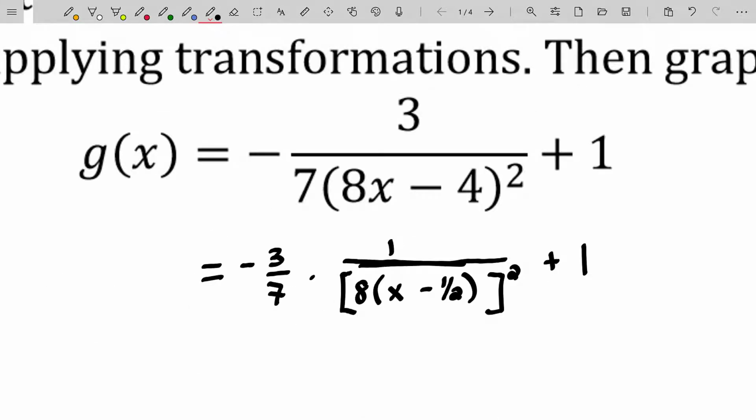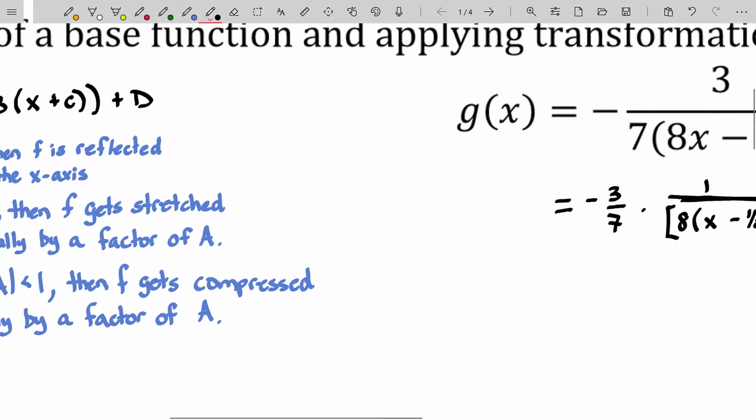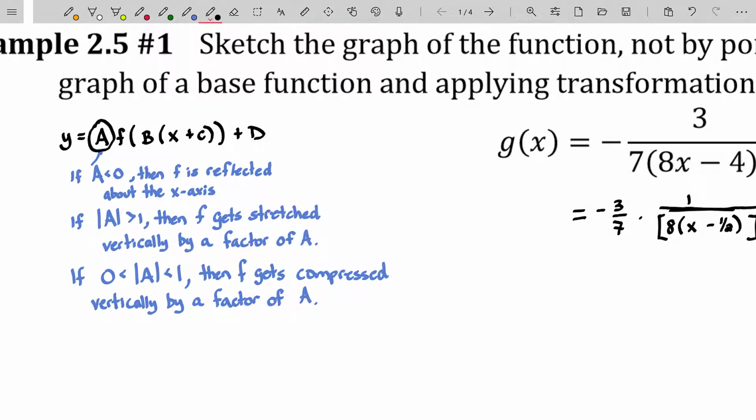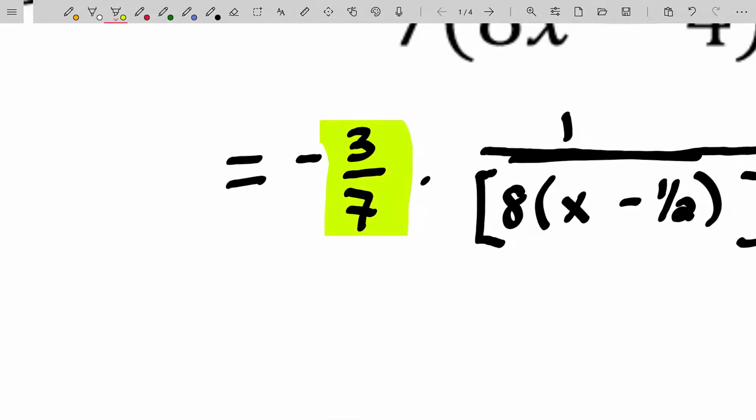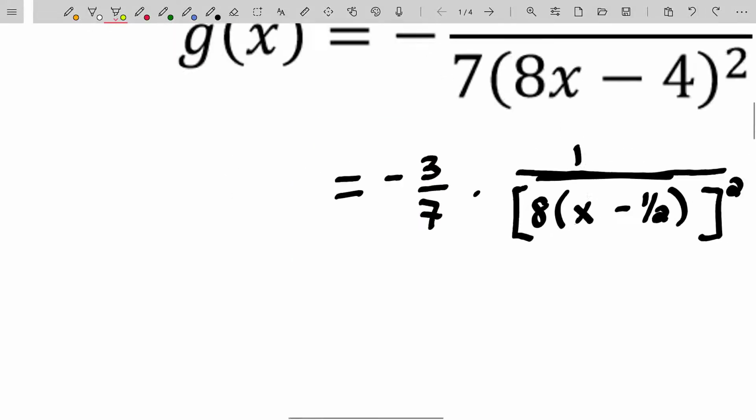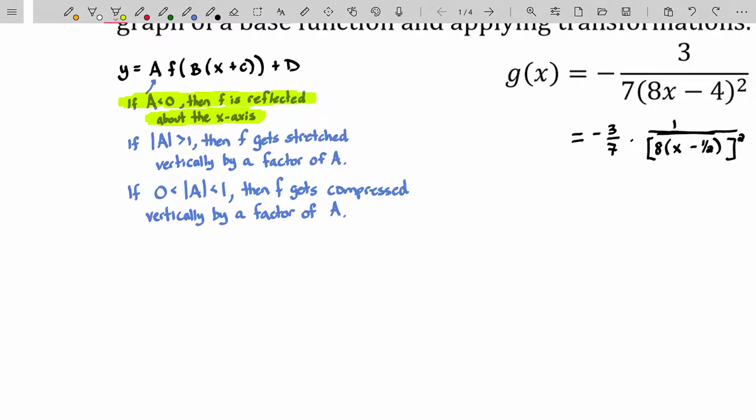This gives me all the information I need to appropriately graph this function. First of all, the fact that the coefficient a is a negative number, I know this is reflected about the x-axis. Also, notice that this coefficient right here in magnitude will be of size 3/7. That is less than 1, and therefore this is going to look just like the base graph, which we'll talk about in a moment, but it gets compressed by a factor of 3/7. So I'll just cross out this piece right here because we're not using it in this problem.